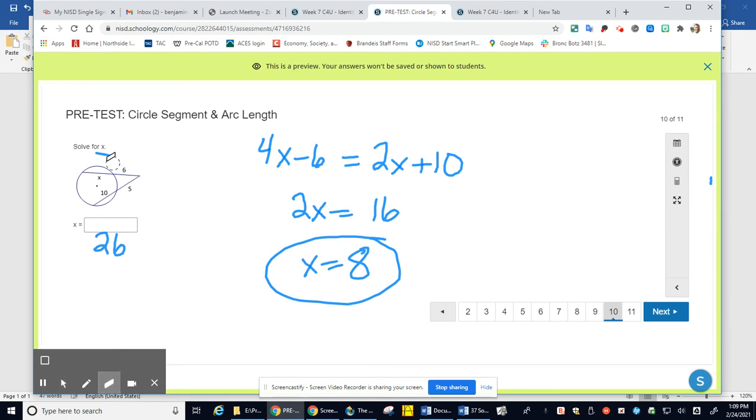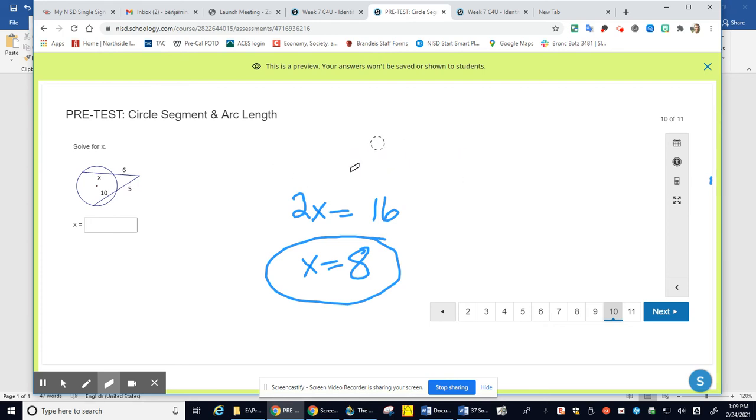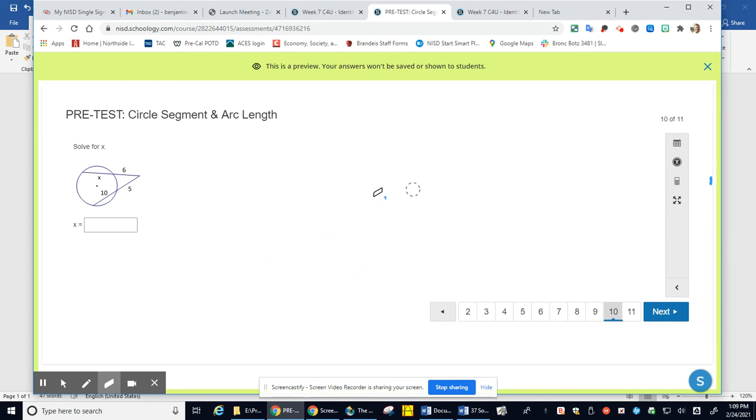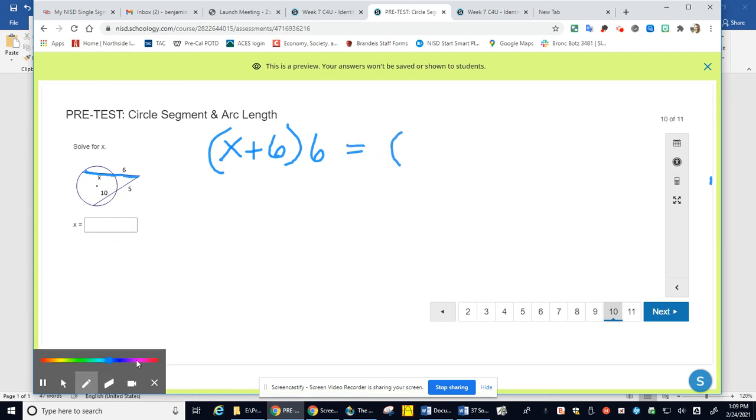All right, number 10 here, we're on to another secant-secant problem. So it's the entire secant length times the outside portion equals the entire other secant length times its outside portion. So this has an entire length of x plus 6. So x plus 6 times 6 equals 10 plus 5. 10 plus 5, well, that's 15. I don't have to actually add that together. I can just write 15 times 5, the outside length.